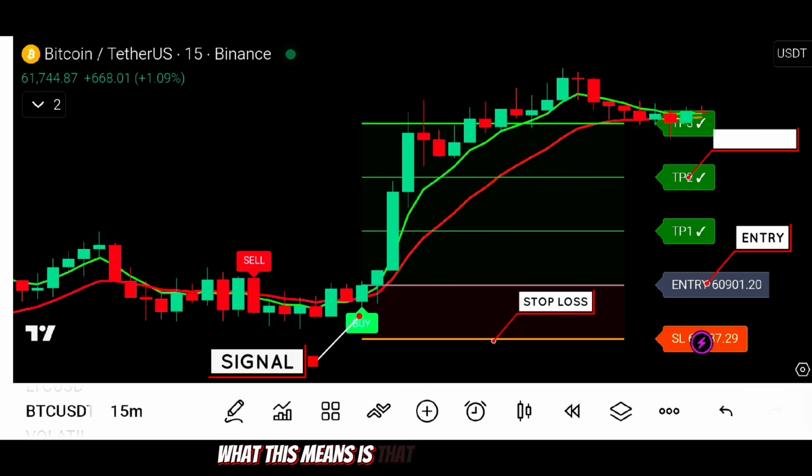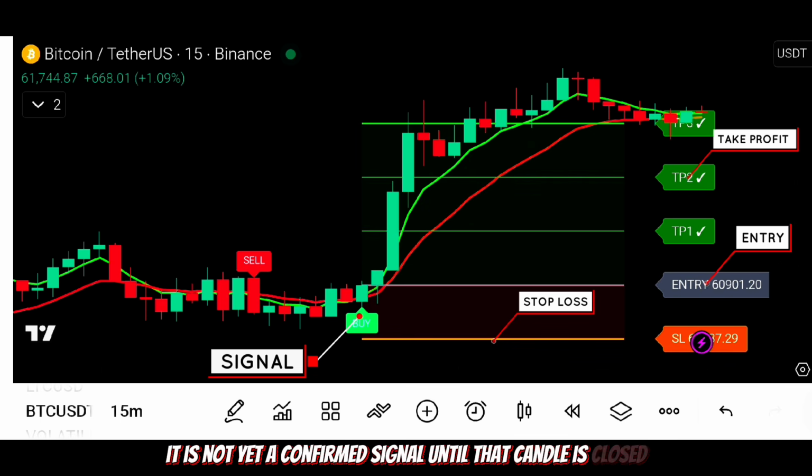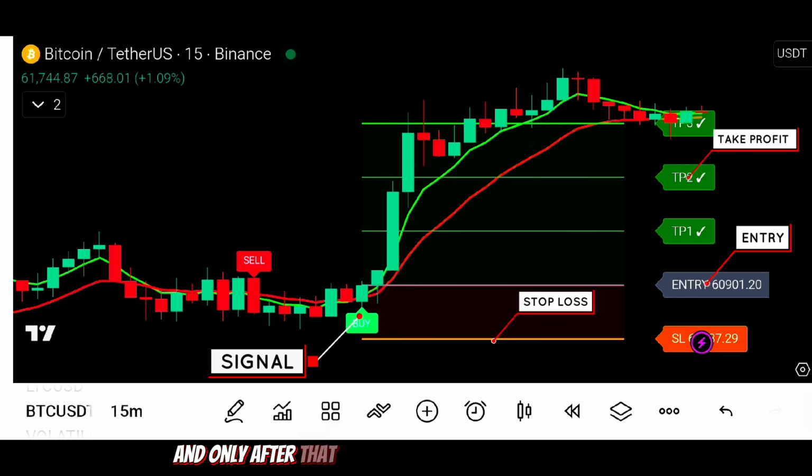What this means is that when you see a signal, like a buy or a sell, on a candle after a crossover, it is not yet a confirmed signal until that candle has closed and another candle has opened. Only after that will it be confirmed as a signal, and that will lead us into the second part of it, which is the entry point.